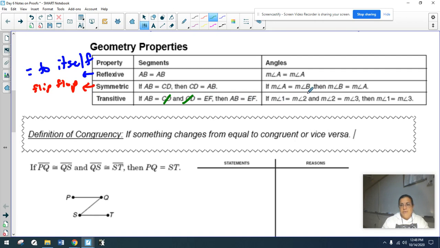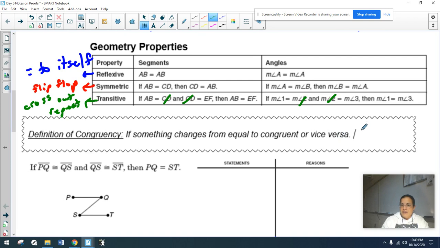So over here, they gave you angles. 1 equals 2, 2 equals 3. Well, if you cross out the repeated, you're left with 1 equals 3. So it's almost the same thing as the law of syllogism. So transitive is when you leave out the repeated. Okay. And then down here, I have it real big down here because sometimes this is called the definition of congruency. So it just is basically changing from equal to congruent or vice versa. So vice versa just means you can go from congruent to equals.